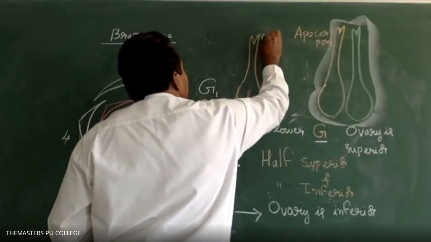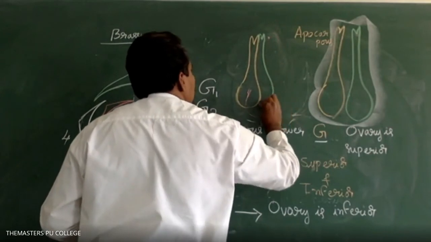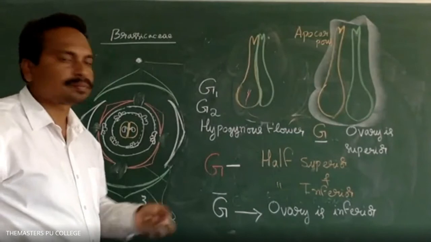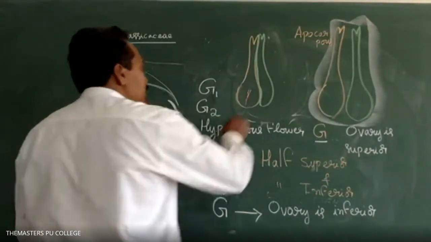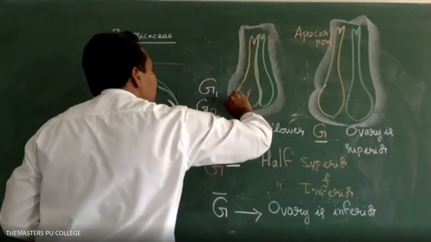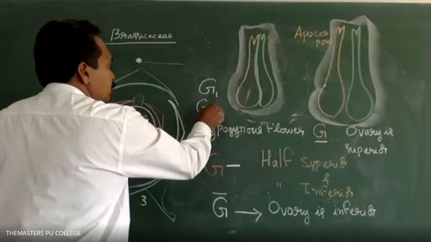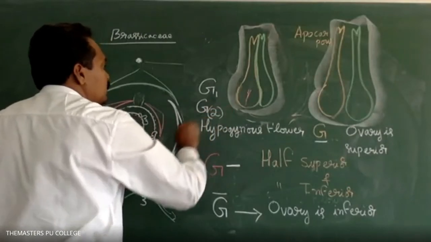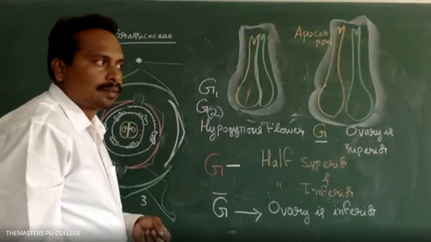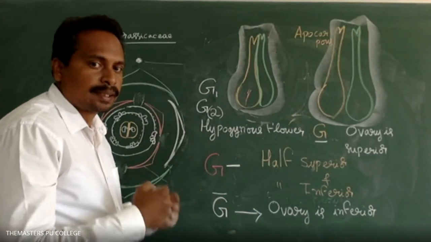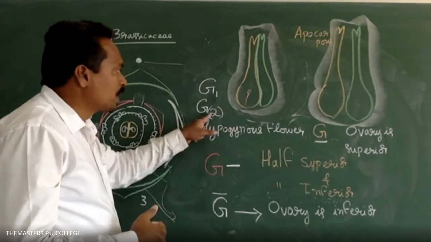Sir, in mustard, is it fused or free? Mustard is fused. How many carpels are there in this gynaecium I drew? Two carpels. Are they free or fused with each other? Fused. So put a bracket. Syncarpous, fused carpels.